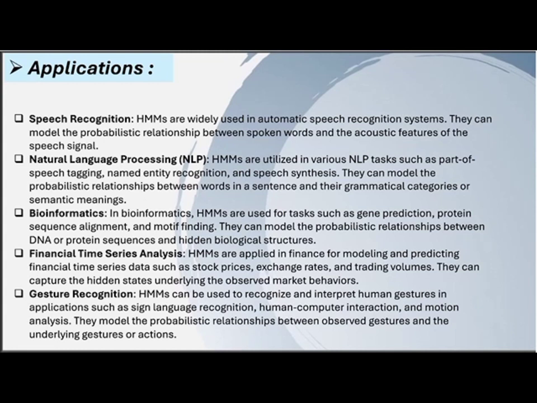Next, the financial time series analysis. They can capture the hidden states underlying the observed market behaviors. Finally, the gesture recognition. The HMM can be used to recognize and interpret human gestures in applications such as sign language recognition, human computer interaction, and emotion analysis. They can model the probabilistic relationship between the observed gestures and the underlying gestures or actions.